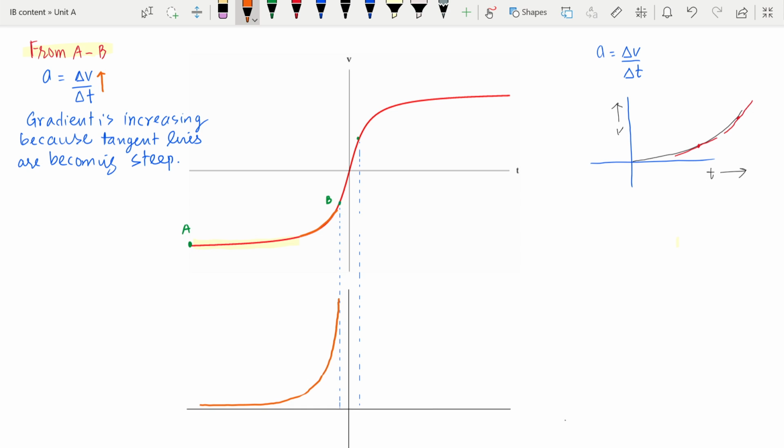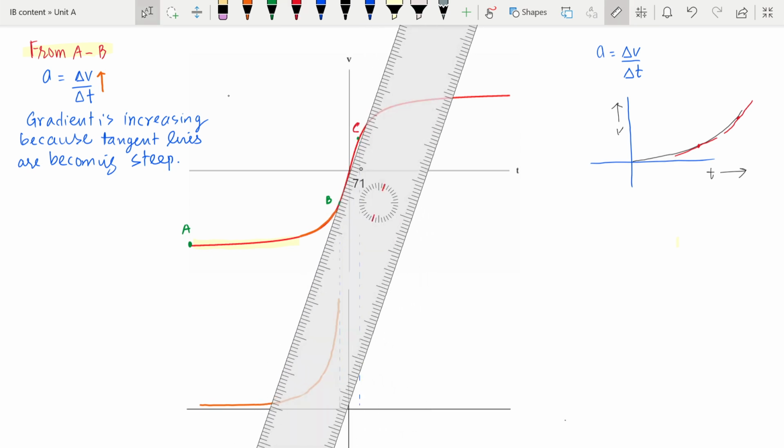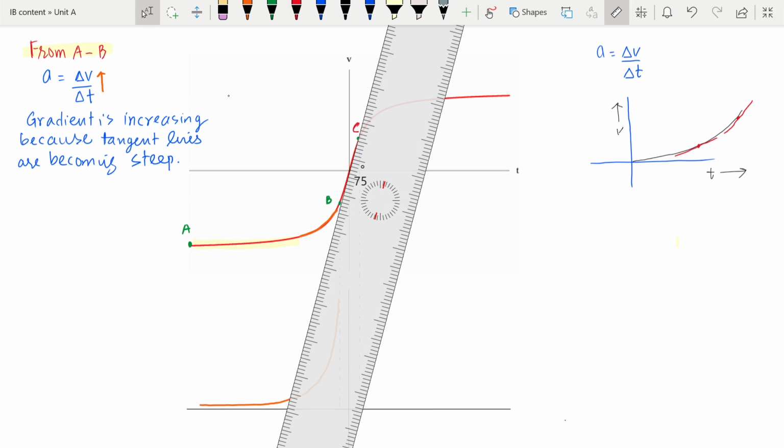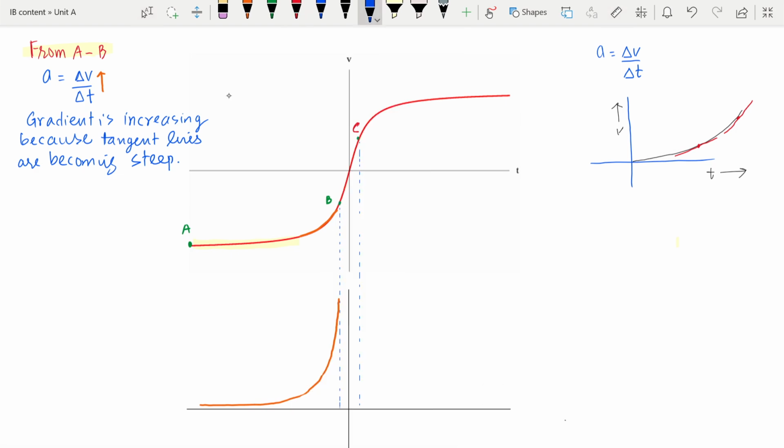Okay, now from B to C, our next point is C. From B to C, you see that this graph is a straight line, which means that during this, dear students, if you find the gradient of this graph, delta v over delta t, it will be a constant value. That's why we can say it should be in fact a maximum value of acceleration at this point. This is the acceleration time graph.